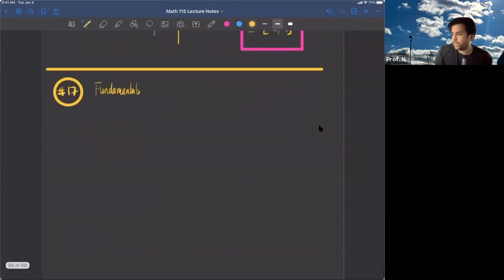So for fundamentals, for number 17, we have 2 minus the absolute value of 2x minus 5 equals -7. Now, this is an absolute value question. In an absolute value question, we still have to solve for the absolute value first. So this is an absolute value equation.